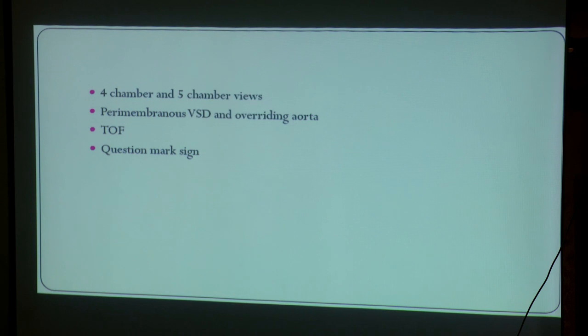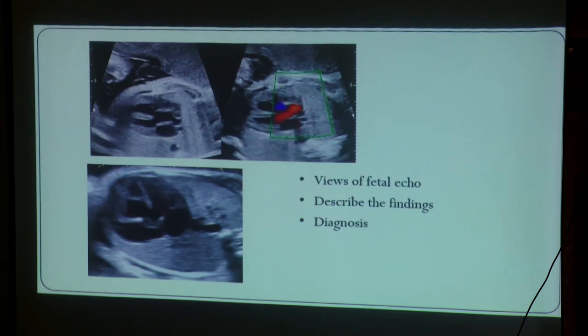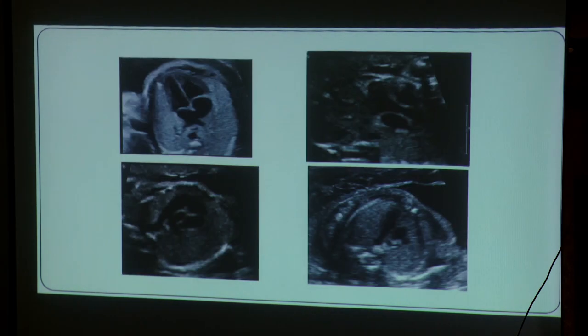And the sign associated here is a question mark sign. This produces a question mark like appearance, the overriding aorta, the aortic outlet. So normally the fetal echo views is a 4-chamber view. This is the LVOT, left ventricular outflow tract, where I have the septo-aortic continuity. RVOT, we have bifurcation of the pulmonary arteries, and this is 3-vessel view, the pulmonary artery, aorta, and SVC.